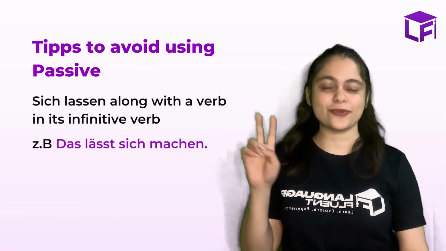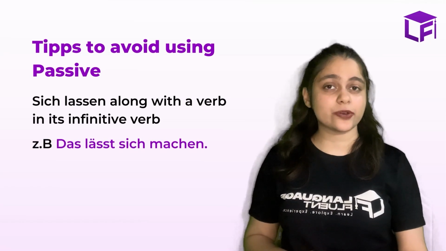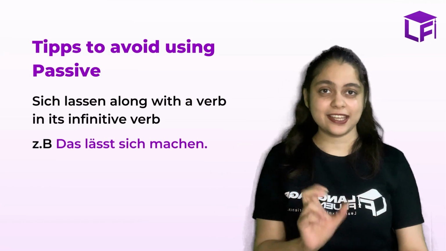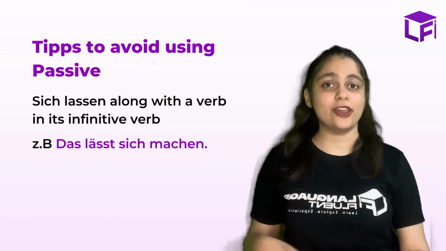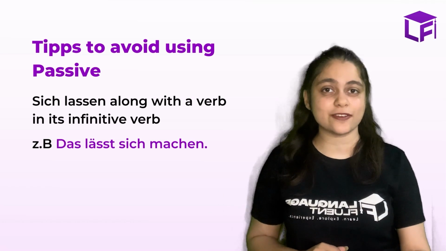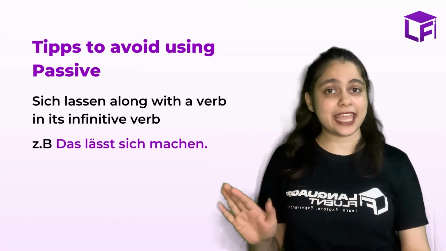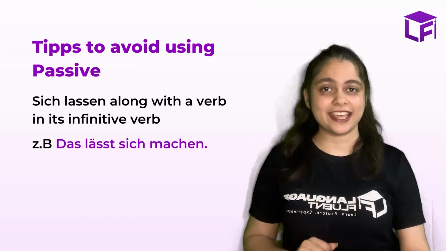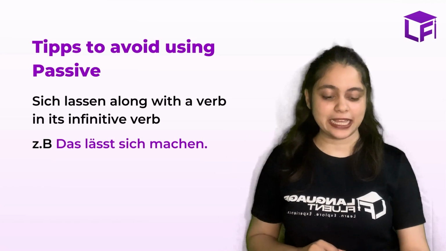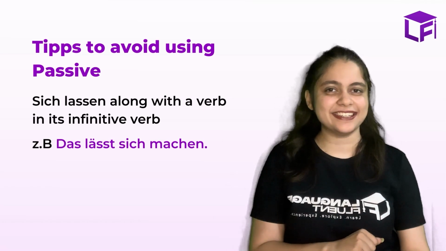Okay, the second way. Now, you can use sich lassen, along with a verb in its infinitive form. For example, you can say, Das lässt sich machen. This means that can be done.